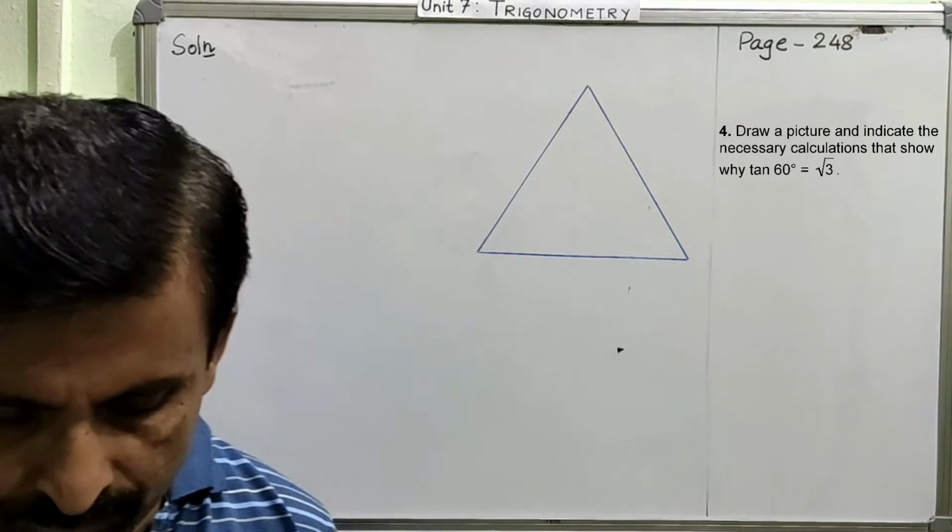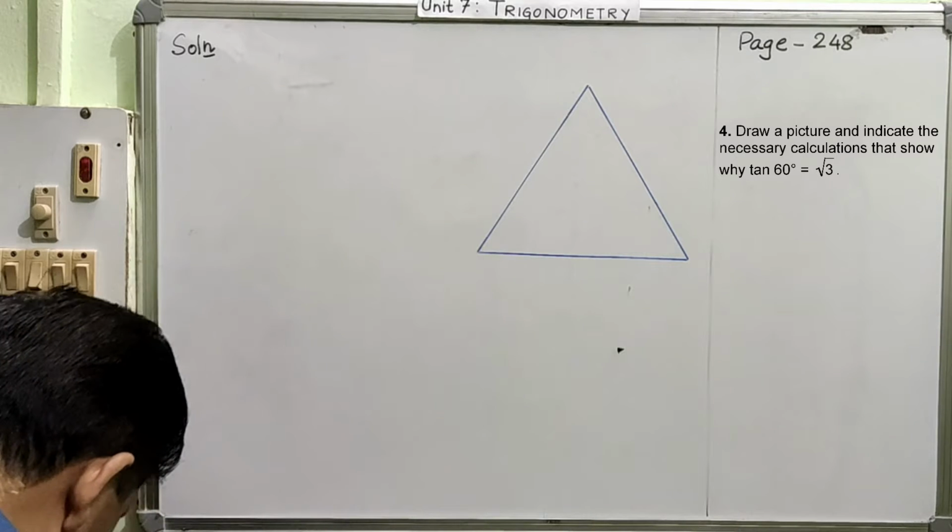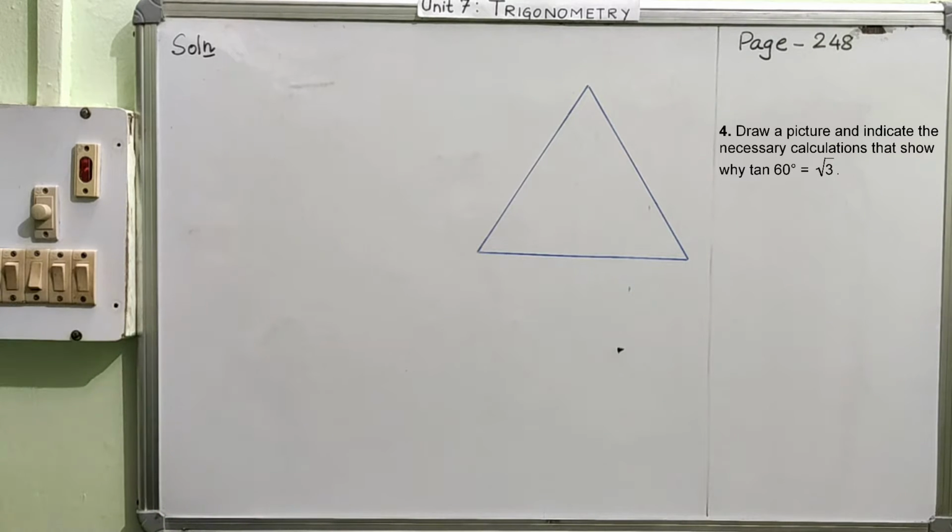So now we are moving on to the next question. This is question number 4. It says draw a picture and indicate the necessary calculation that shows that tan 60 degree is equal to root 3.